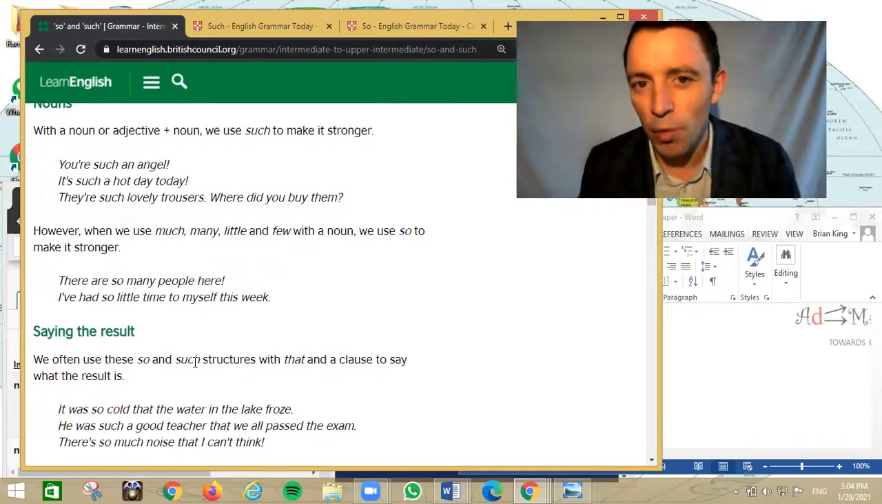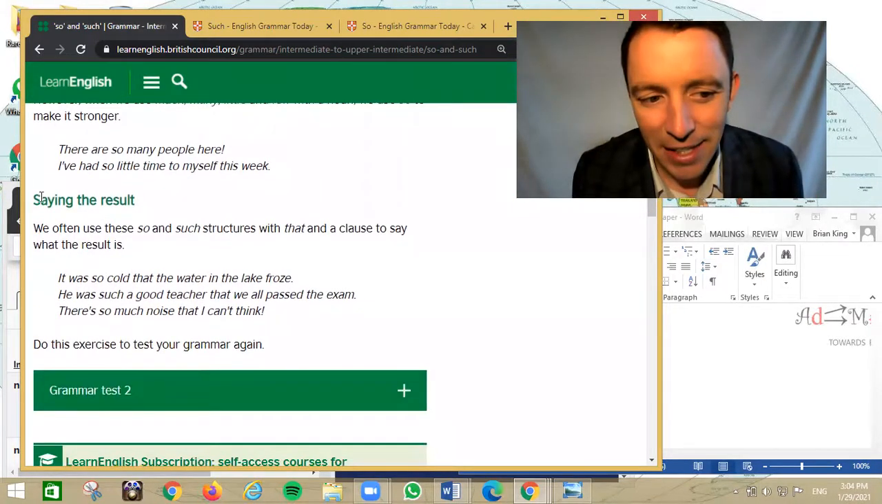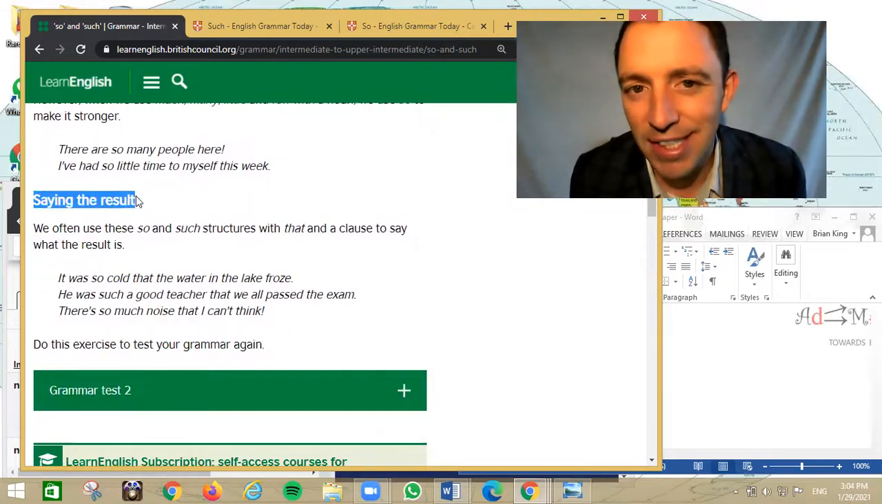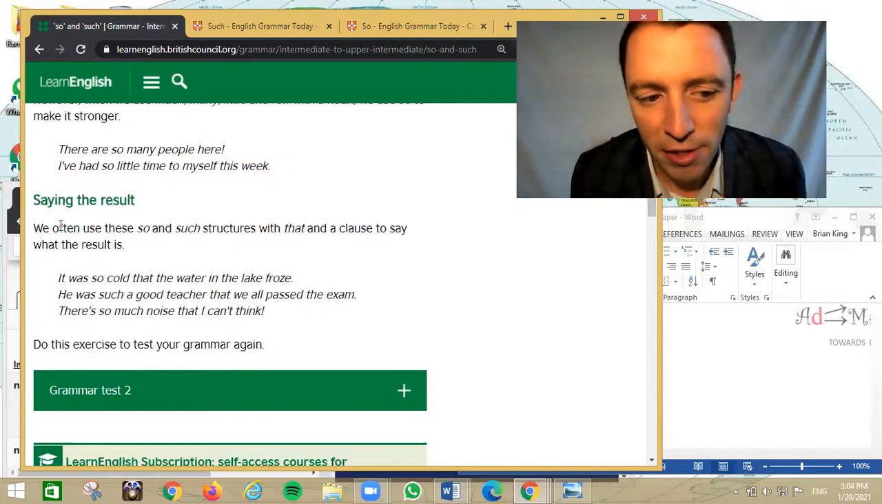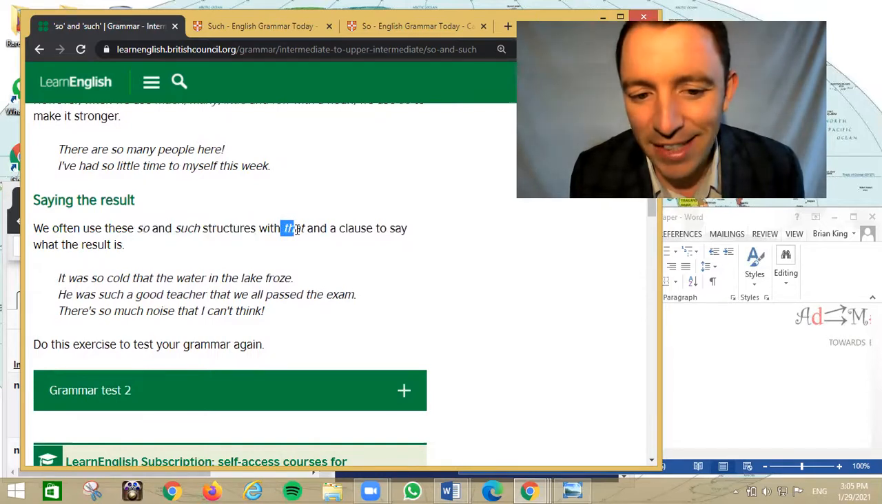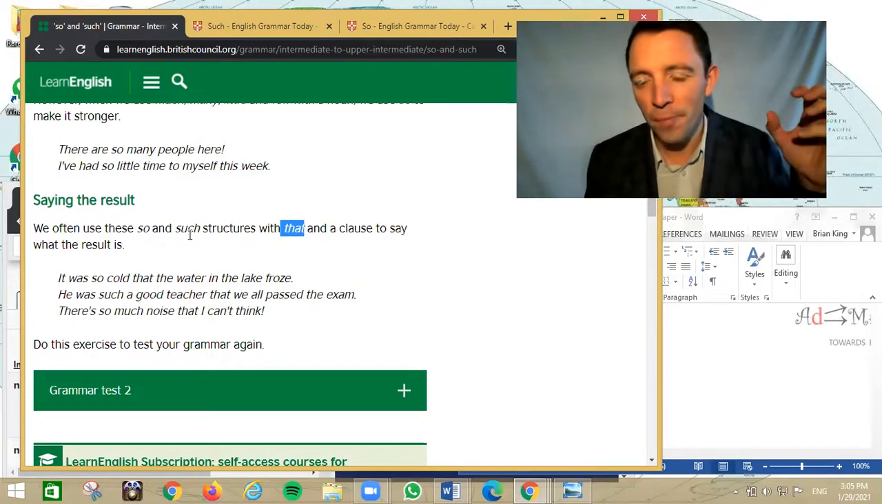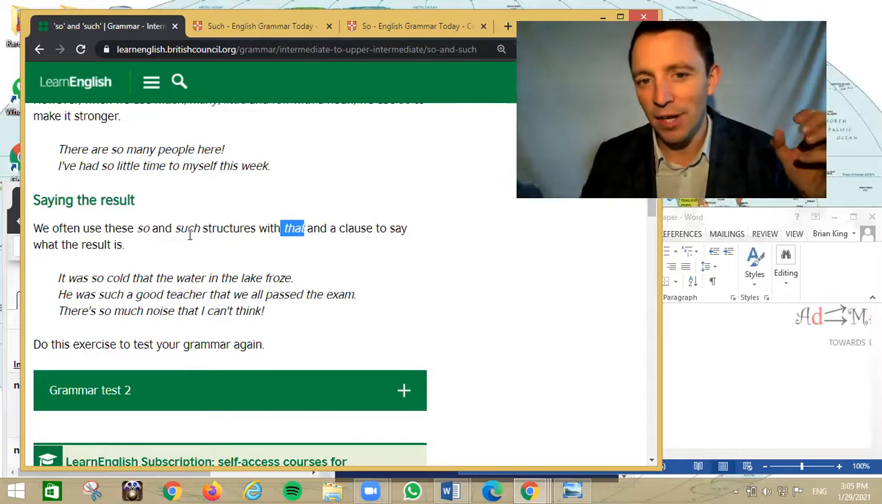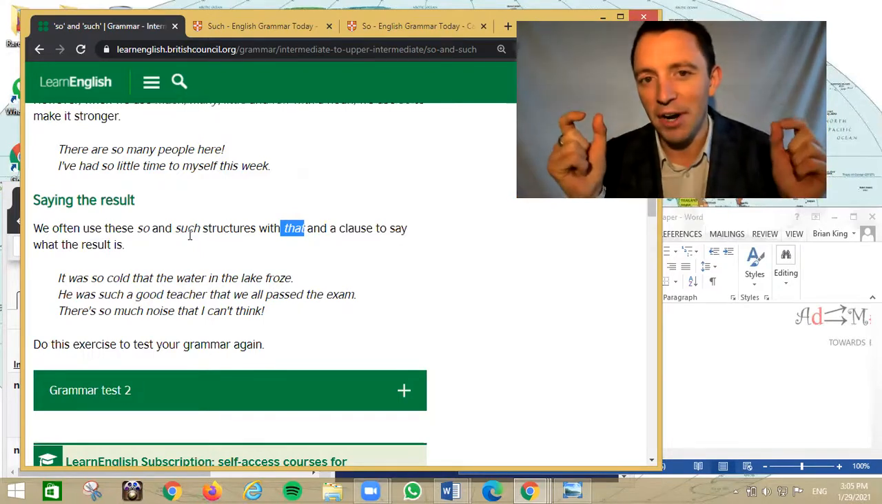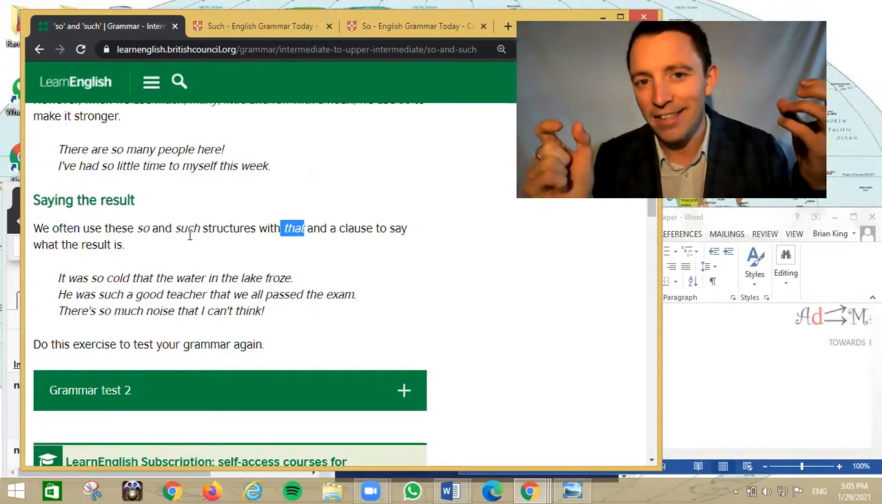So now we go to the next section, where they describe, or say, decir, the result. We often, frequently use these "so" and "such" structures with "that" and a clause to say what the result is. In my opinion, this is very important for fluency, for cohesion, and for exams. The connection with "so" and the result, "that." So: adjective or adverb and "that," or "such" with substantive, "that," the consequence. The connection between "so" and "such" and "that" and the consequence is very important.